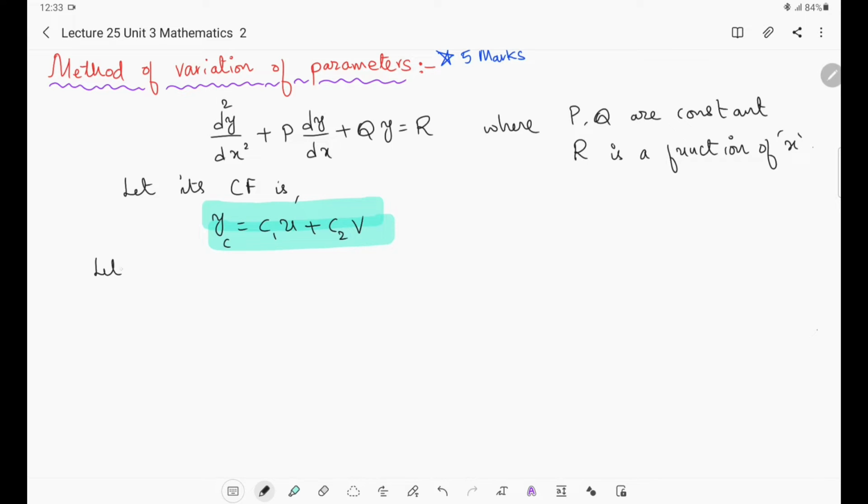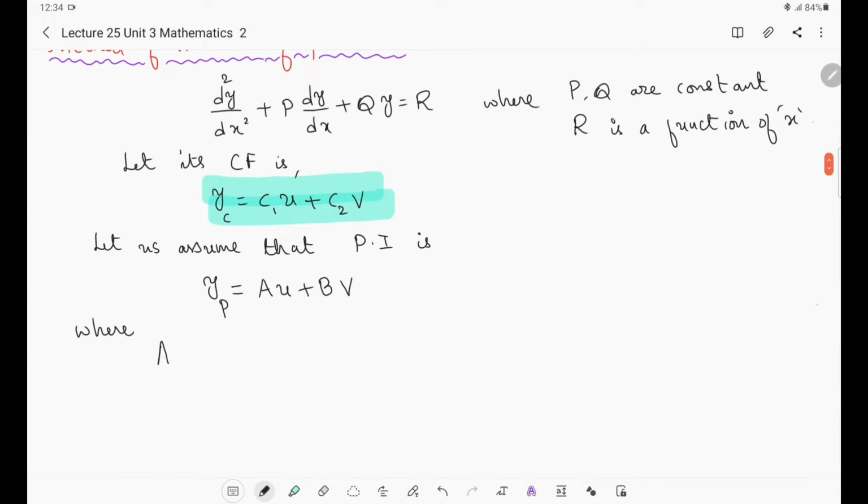So let us assume that the particular integral yp is given by c1 varied to a, into u, plus c2 varied to b, into v, right. If we assume that the particular integral will be of this form, a u plus b v, then according to this method of variation of parameters, a and b are given by the following integrals.